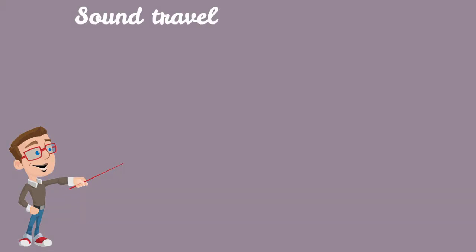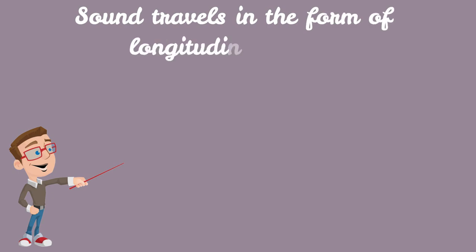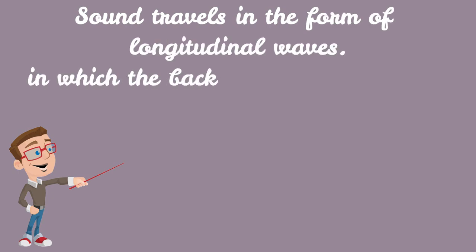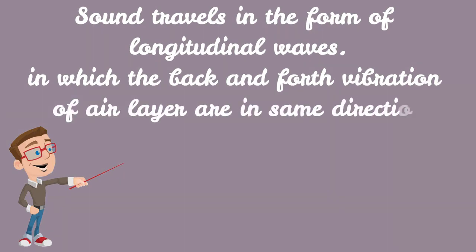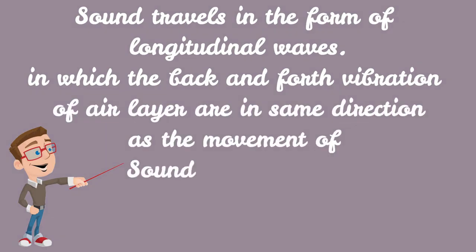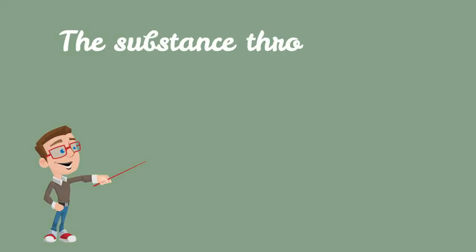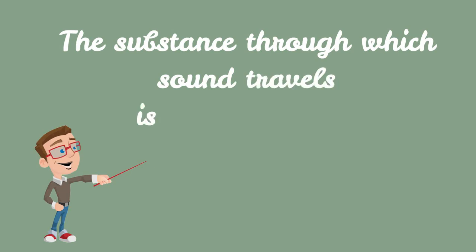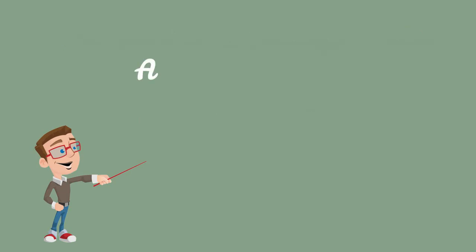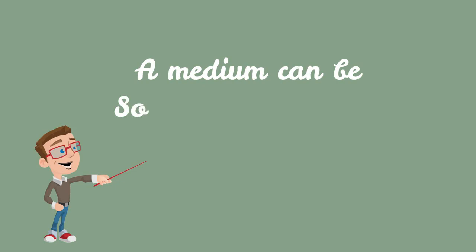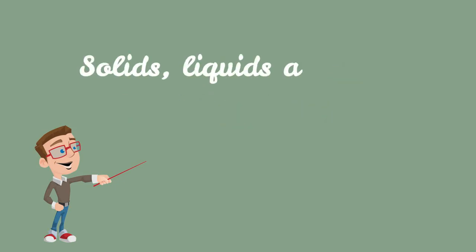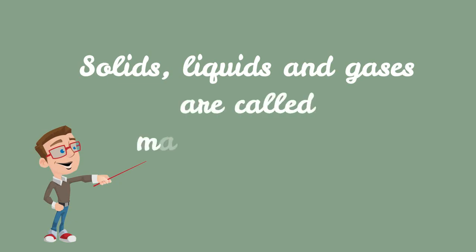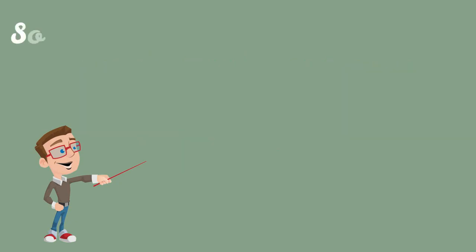Sound travels in the form of longitudinal waves in which the back and forth vibration of the air layers are in the same direction as the movement of the sound wave. The substance through which sound travels is called a medium. The medium can be a solid substance, a liquid, or a gas. Solids, liquids, and gases are called material media.